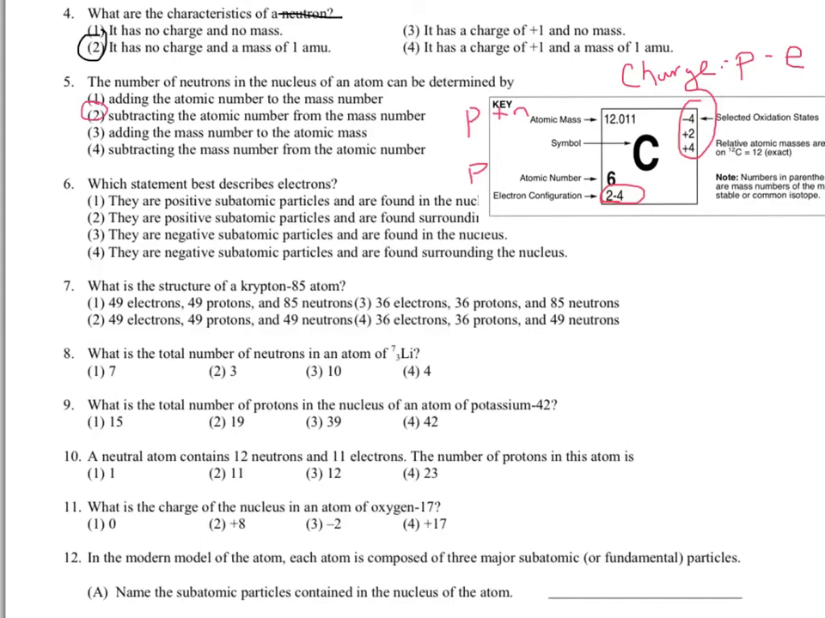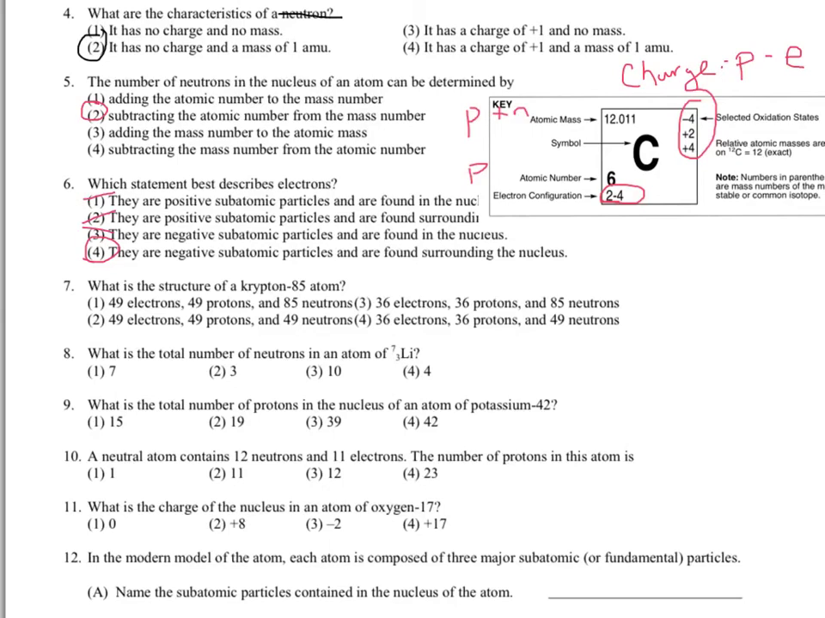Now, again, electrons we talked about are outside of the atom, outside of the nucleus, I apologize, and they have a negative charge. So they are not positively charged. So we'll remove choice 1 and 2. They're negative subatomic particles, and they are not inside the nucleus. They are outside of the nucleus. So choice 4 is the best answer.